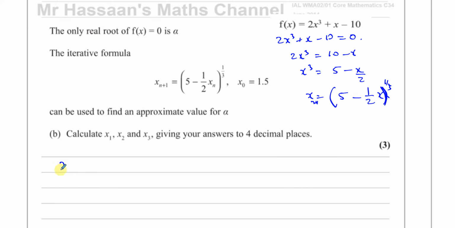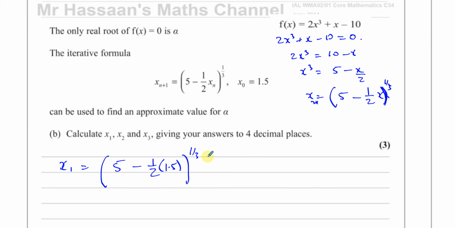So we're going to find first of all x1. To find x1, what they want us to do is to replace the x in here with x0. That will give us x1, x n plus 1. So the next value of x is equal to 5 minus a half times the present value of x. When you put x0, which is 1.5, in here, that will give us x1. So x1 is going to be 5 minus a half times 1.5, to the power of a third.